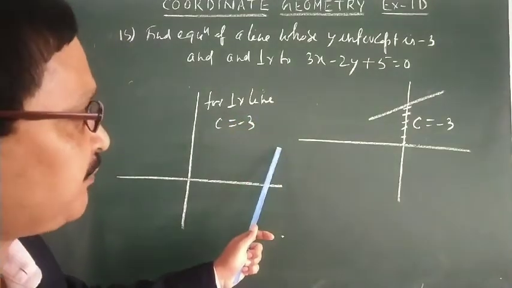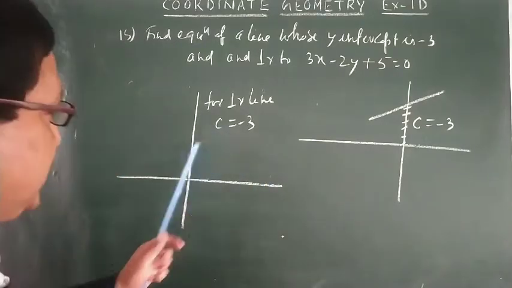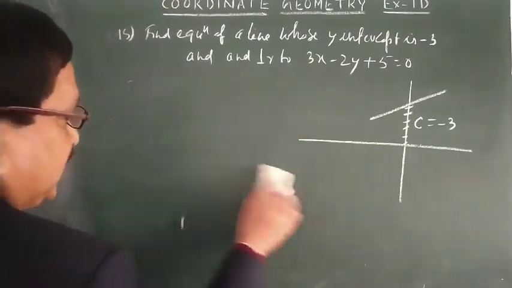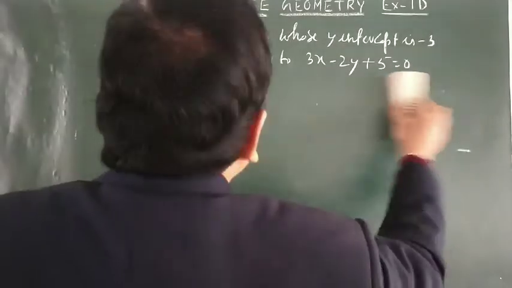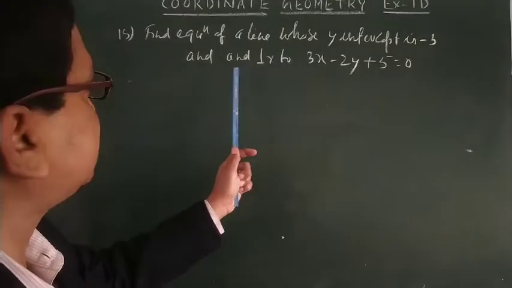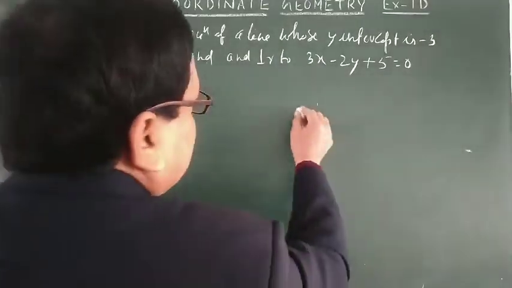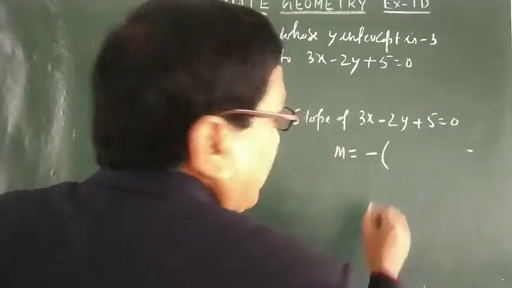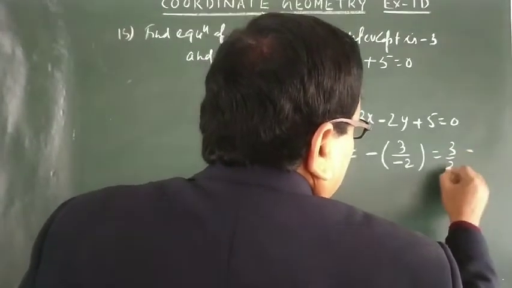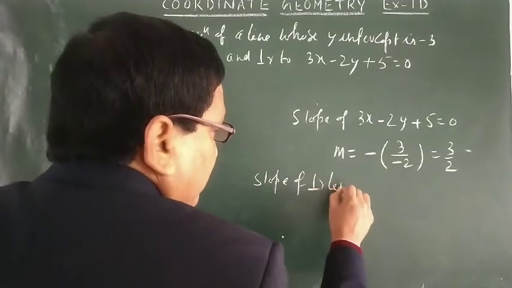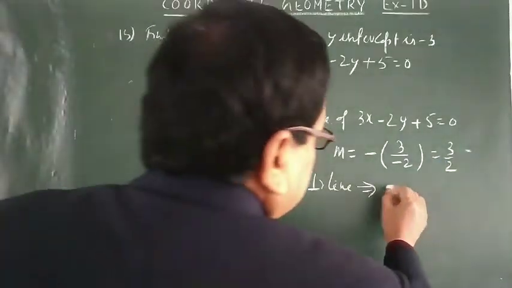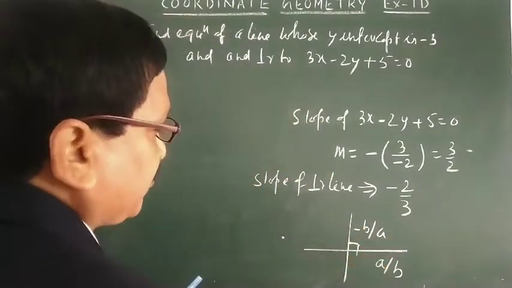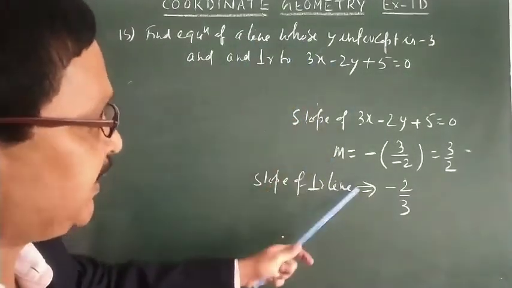But the slope is not given, so we can use y is equal to mx plus c. For c, this is the intercept as shown here, but we have to find out the equation of this perpendicular line. So let us see. Find the equation of a line whose y-intercept is minus 3 and which is perpendicular to this. So the slope m is negative of the coefficient of x, 3, by the coefficient of y, minus 2, so 3 by 2. So the slope of the perpendicular line is minus 2 by 3. I already suggested that if one slope is a by b, the other will be minus b by a for perpendicular lines.